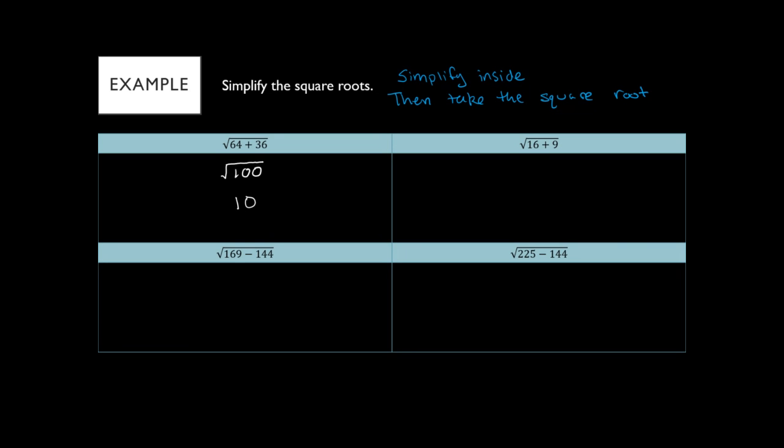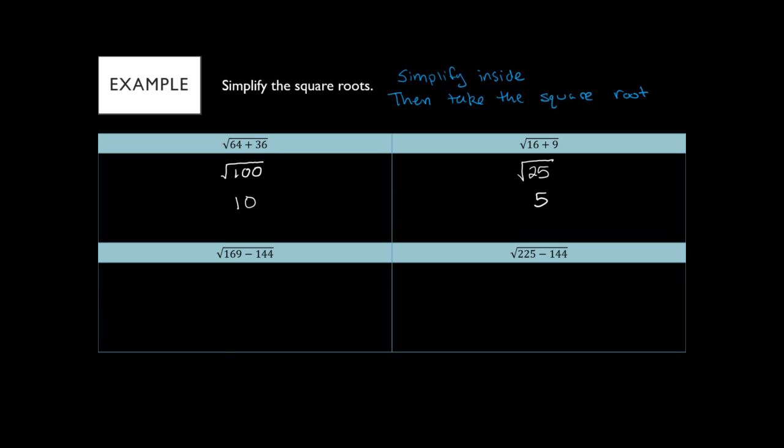If you did it the other way, if you did the square root of 64 plus the square root of 36, you would get 8 plus 6, which does not equal 10. Your answer would be wrong. So you have to do inside first. Same thing on the right, we've got 16 plus 9, which is 25. So I have to make sure that I write that square root symbol over it. And then that gives you 5. Same thing with the 2 on the bottom with the subtraction.